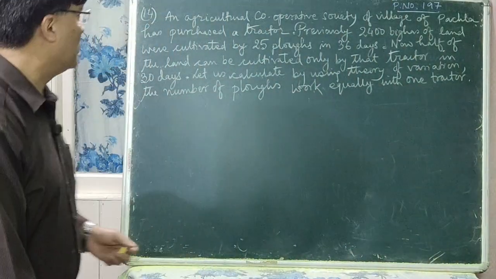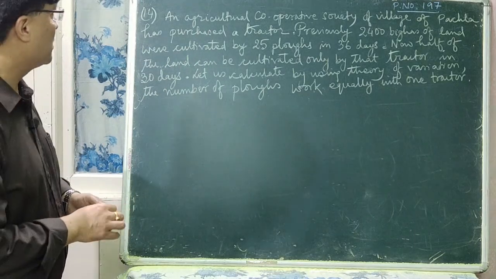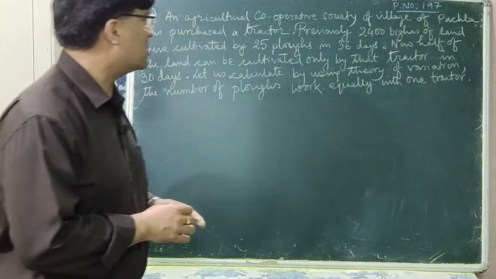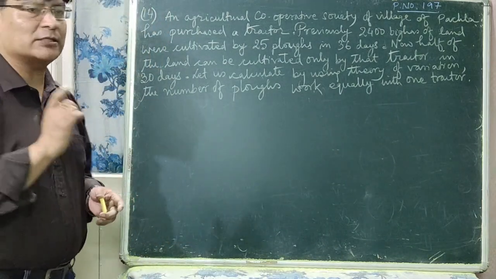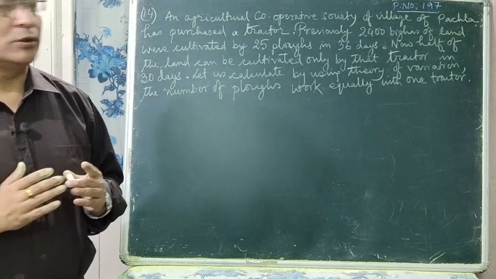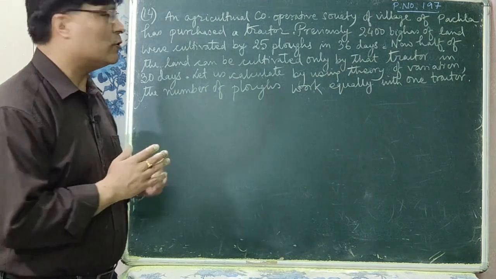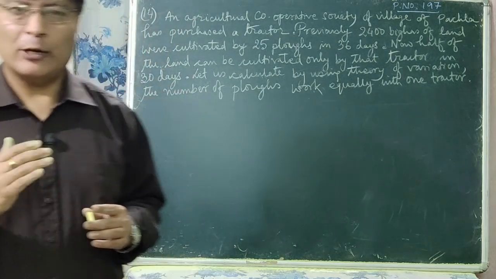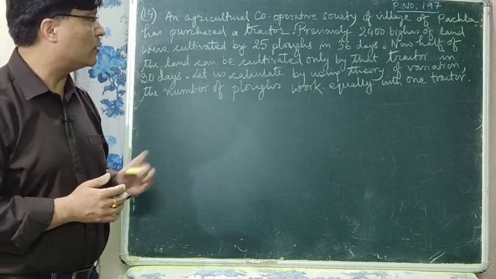So now we'll do the next question, that is question number 14. Page number is 197. So this question is also very, very important. An agricultural cooperative society of village of Patsla has purchased a tractor. A village, the name of that village is Patsla. So a cooperative society of that village has purchased a tractor. Has purchased a tractor, okay?